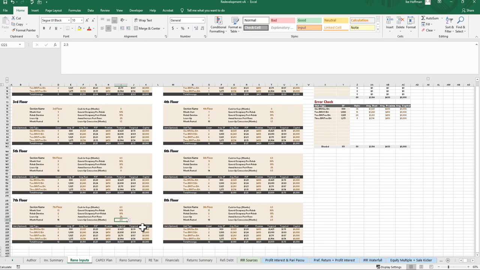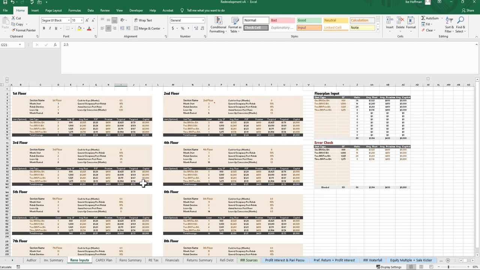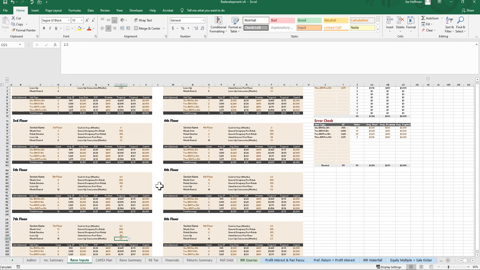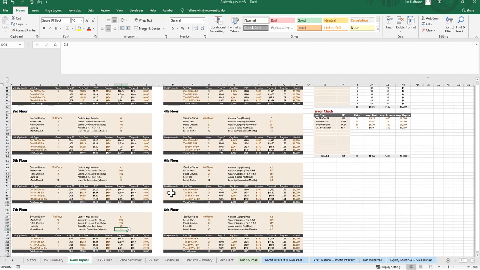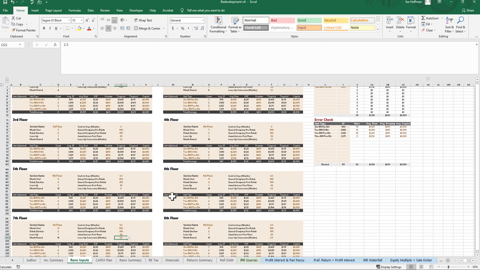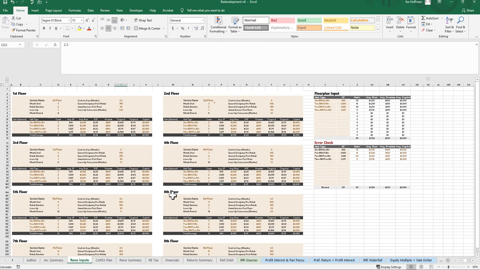You can have unique assumptions like that and be able to distinguish units that may be a little softer later on in the renovation cycle. So just to summarize, you don't need to use all 8 of these sections. I'm doing it here just to show you the model's capabilities. I think you can get away with a lot less, and I'll show you an example of that.